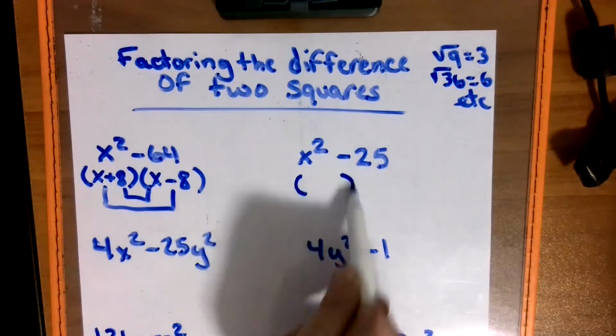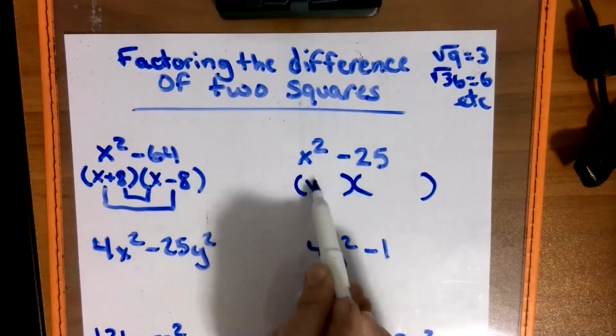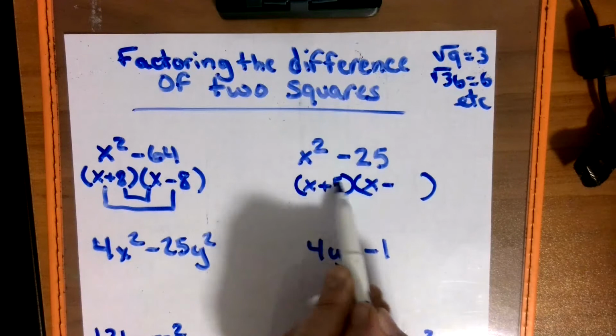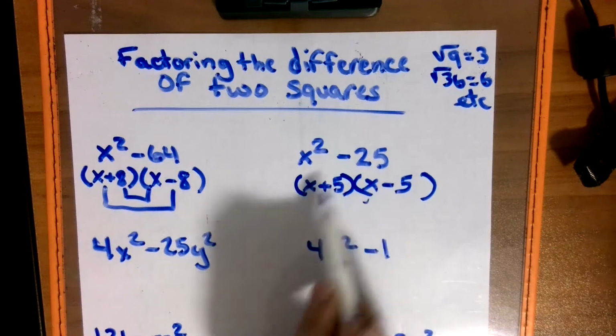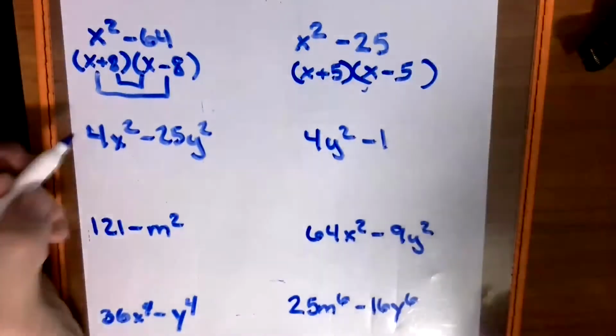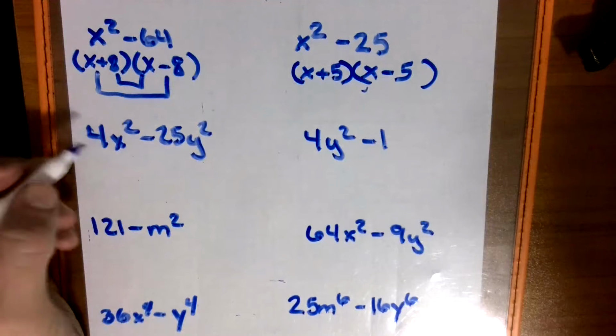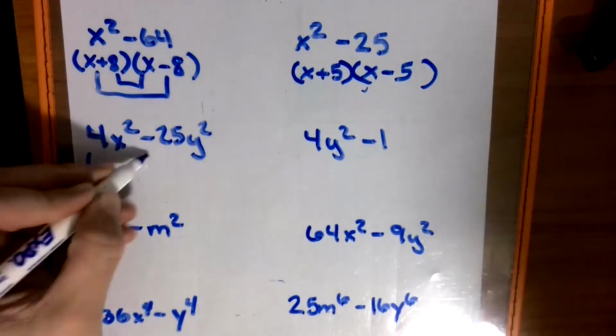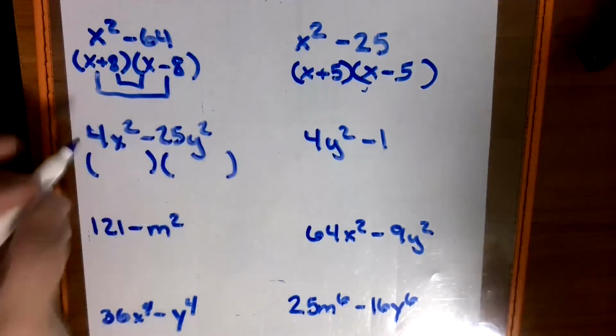So it gets pretty simple. We take an x and an x, we get a plus sign and a minus sign, and the square root of 25 is a 5. So the center terms would cancel out. It doesn't get any harder as we throw in coefficients, because we're throwing in perfect square coefficients, because we are factoring two squares.